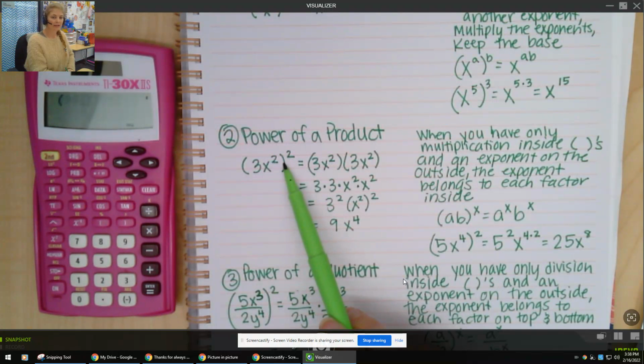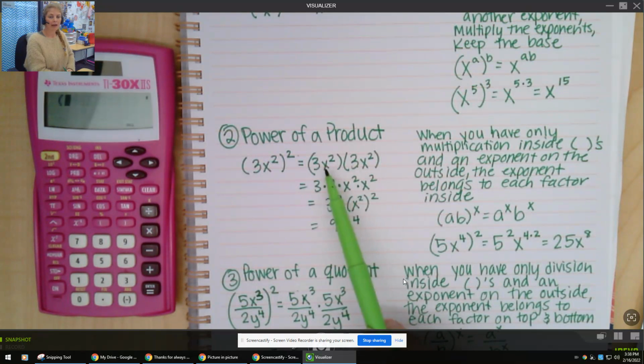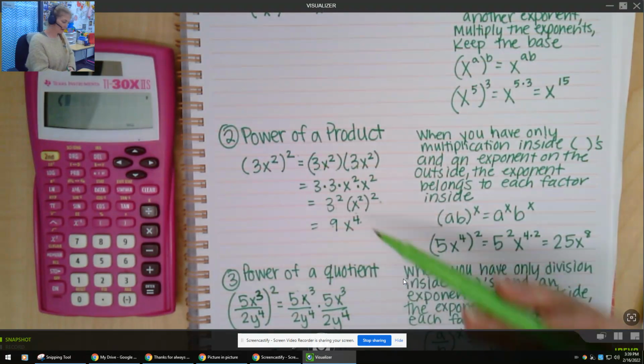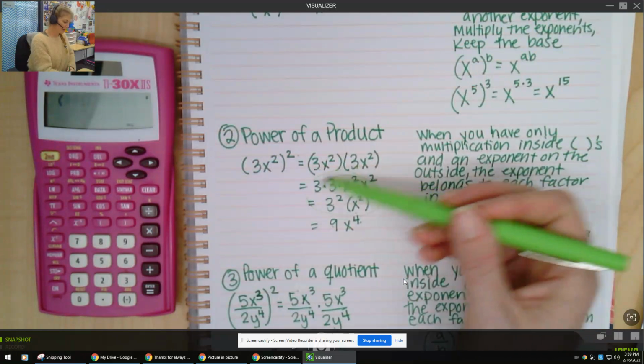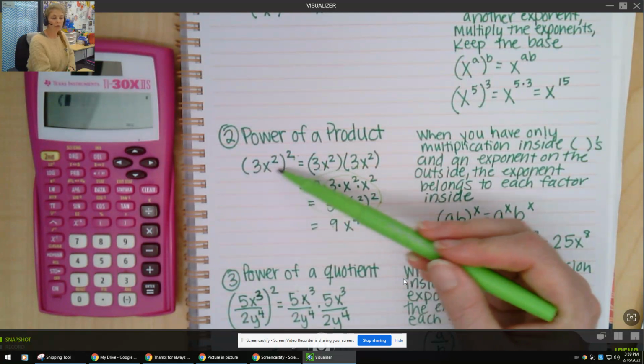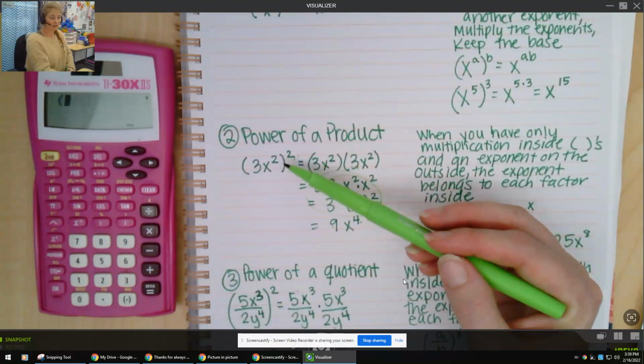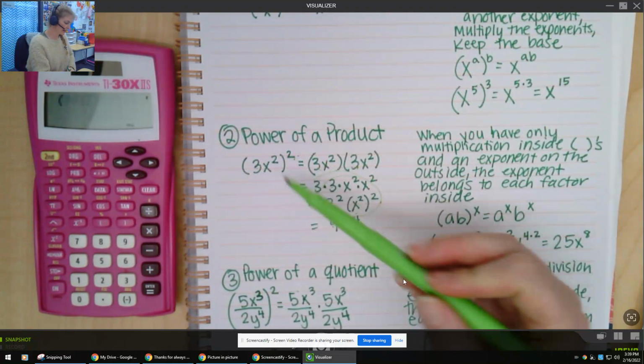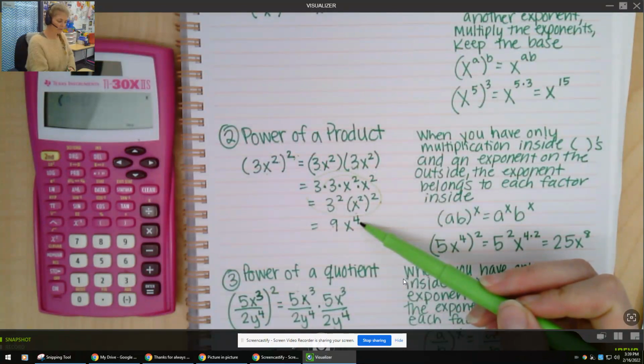We're multiplying 3x squared by itself 2 times. So 3x squared times 3x squared. Well, that means it's 3 times 3 times x squared times x squared. When you multiply something by itself twice, that's being squared. So 3 squared times x squared squared, which gives me 9x to the 4th. So from the very beginning, I could have skipped all this expanding work and just said, well, this exponent on the outside, if you're multiplying everything on the inside, belongs to each factor. So 3 squared, which is 9, and x squared squared, which is x to the 4th.